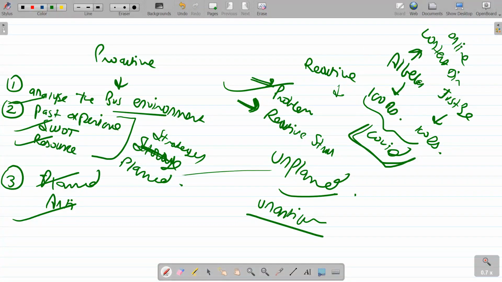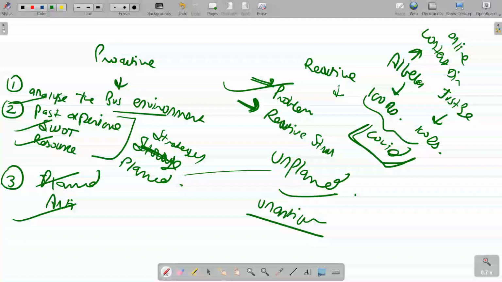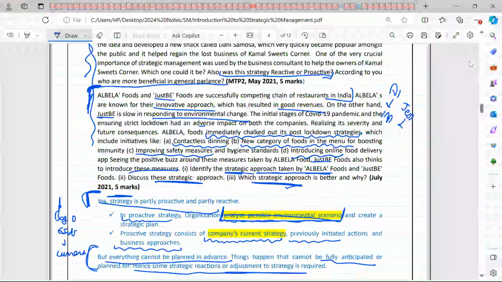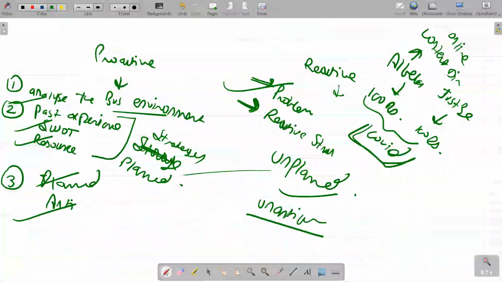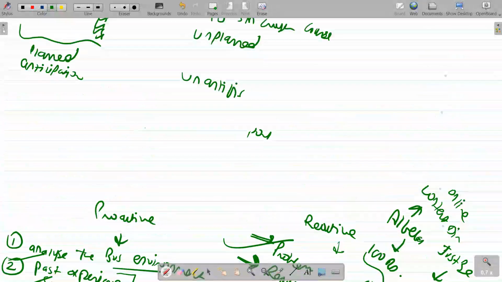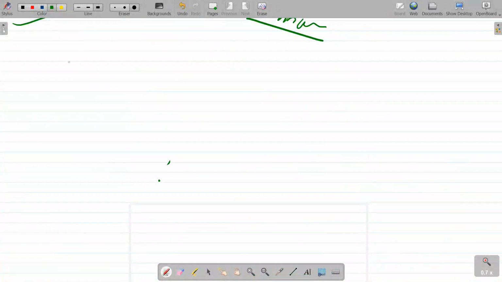So this online delivery of food and contactless dining introduced by Albela was a reactive strategy, guys. So the question is asking you which strategic approach is better and why. Discuss these strategic approaches, which means you have to discuss both the strategies and write which one is better. At the end, a combination of both strategies is best for a good organization. I hope I am very clear with the second question.